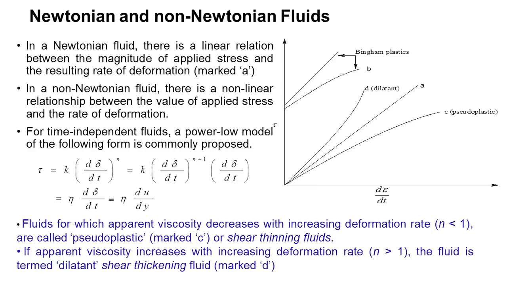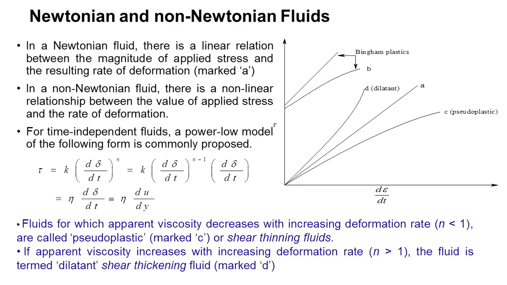So, we can go one more small sub classification, fluids where apparent viscosity, which is eta, decreases with the increasing deformation rate, which means n is less than 1, is called pseudoplastic, which is marked here as C in this curve. So, the relationship between stress and rate of strain is decreasing with increasing. On the x axis as you go it increases, whereas the rate here is smaller on the other axis.